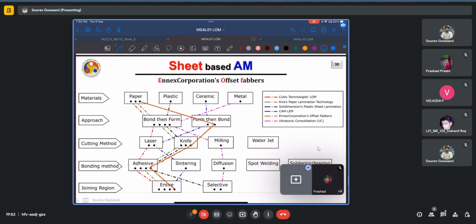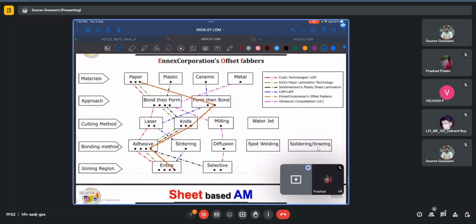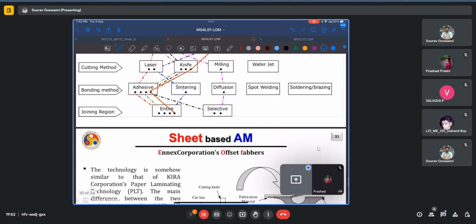The last one for this lecture was NX Corporation's offset fibers. This is really not a very widely used technique. It uses paper as the raw material and uses a form and then bond approach. The cutting is performed via a knife, and bonding is attained via the use of adhesive, as well as the entire region is scanned for joining.